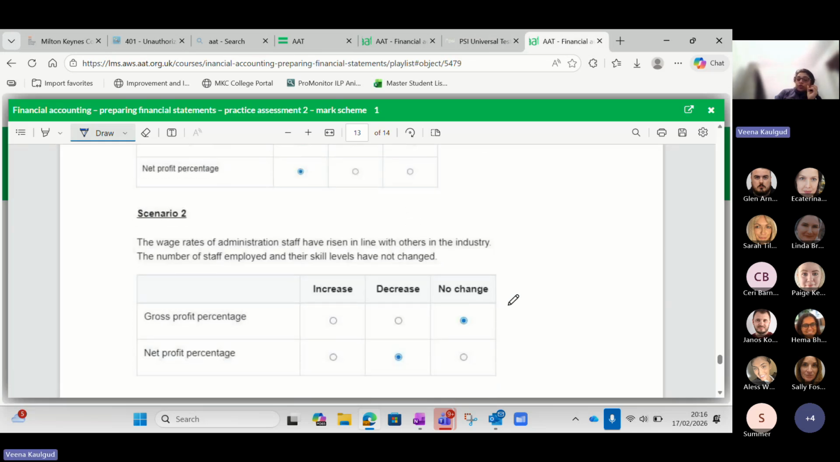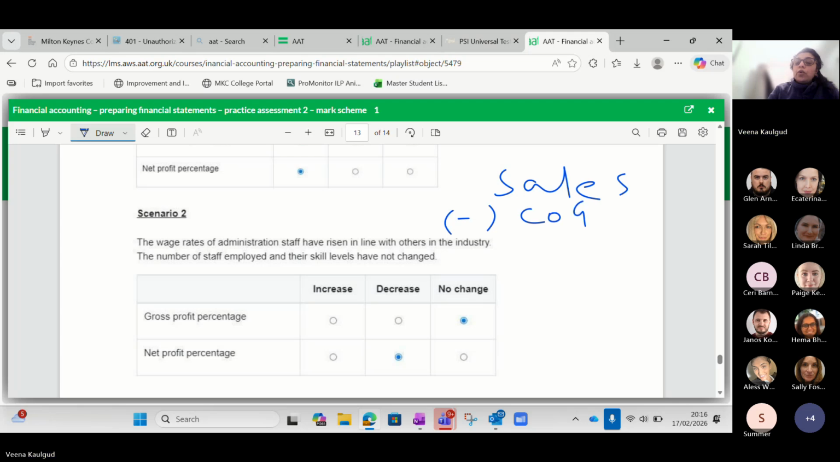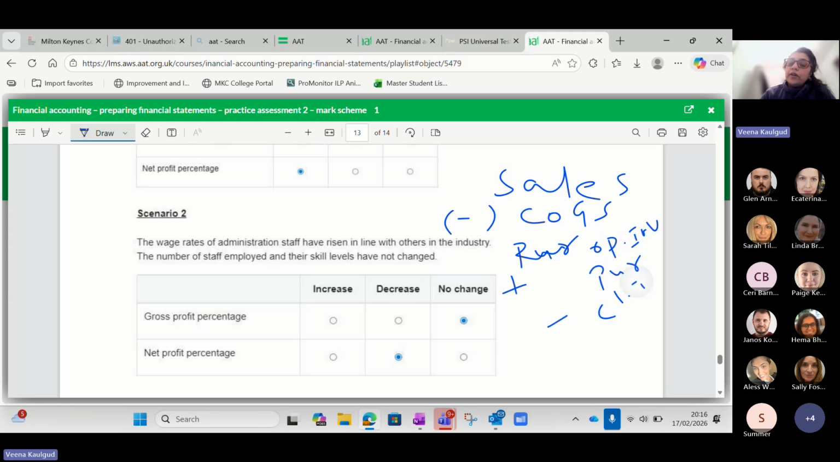So it should not make any difference to the gross profit because it starts like this. We do sales minus COGS. What is COGS? Opening inventory plus purchases minus closing inventory is your cost of goods sold, and sales minus cost of goods sold is gross profit. So the admin staff wages do not come at this stage. That is why there is no change.